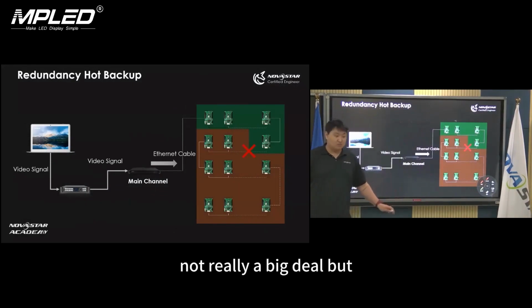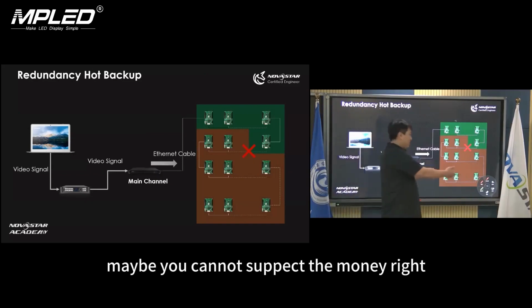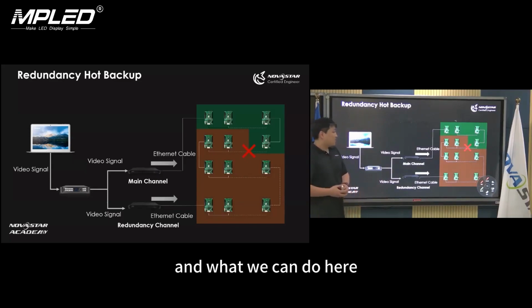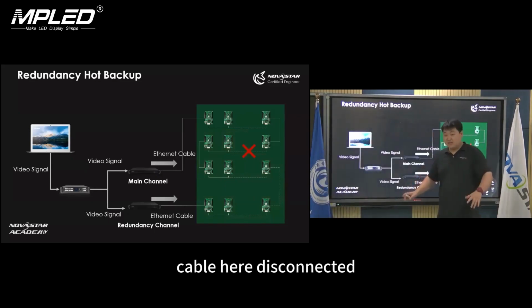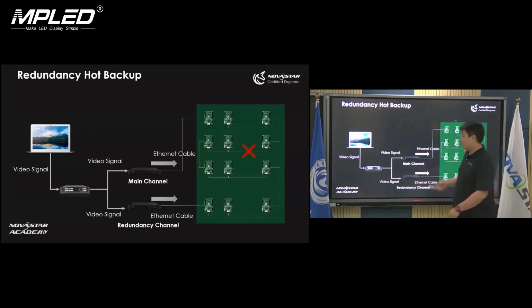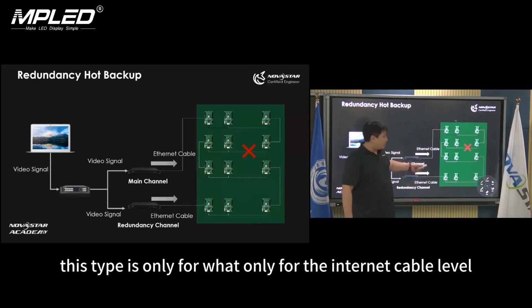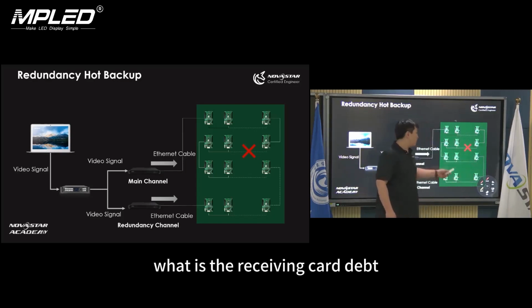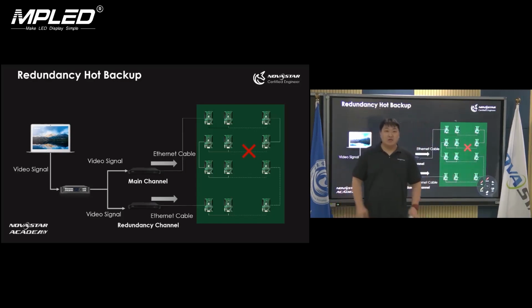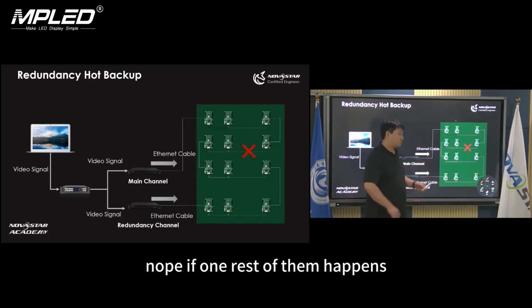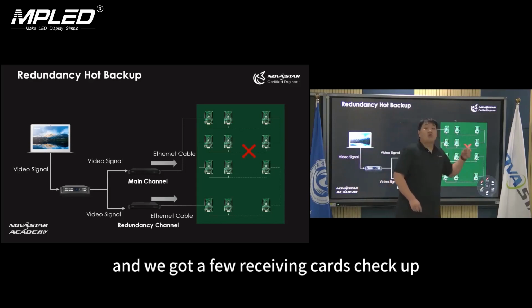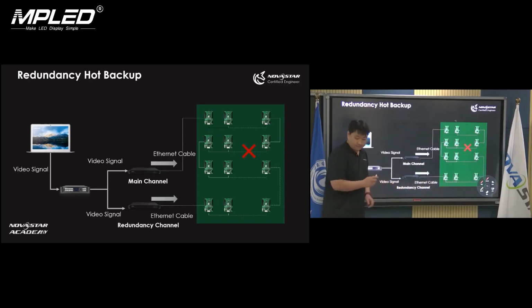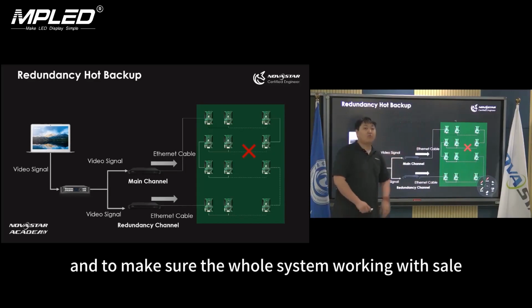A blank screen is not really a big deal, but the big deal is maybe you cannot collect the money, right? What we can do here is give a redundancy channel, another device as a backup. Even if the cable is disconnected, it still provides a good picture. By the way, this type is only for the Ethernet cable level. If the receiving card is dead, or the sending card is dead, or the power supply is dead, it is not covered. So we have other solutions like dual power supply mode and dual receiving card backup, to make sure the whole system works really stably.